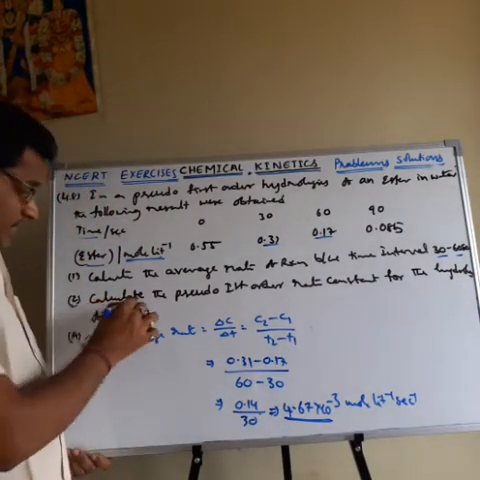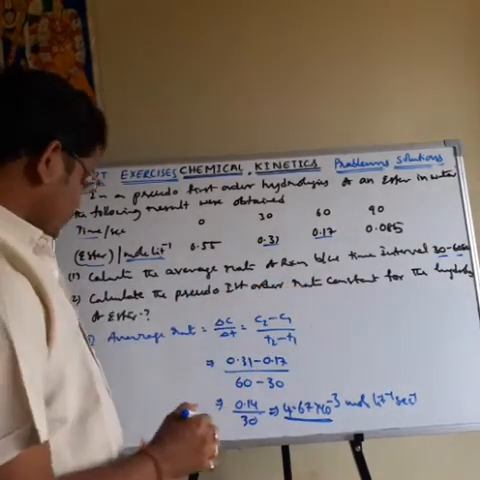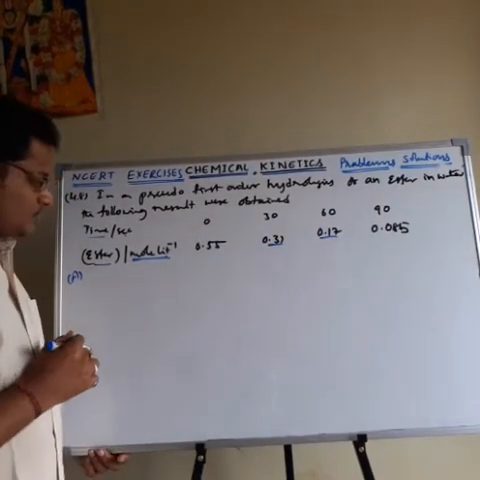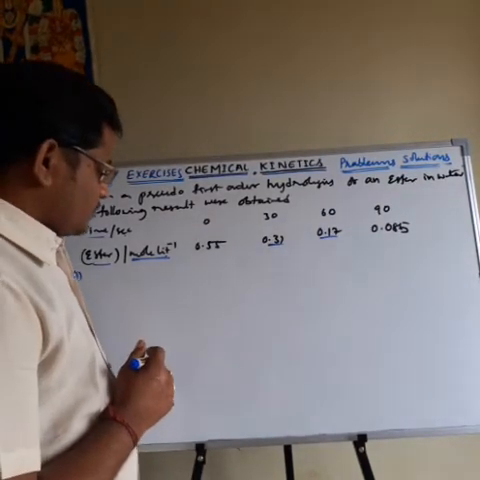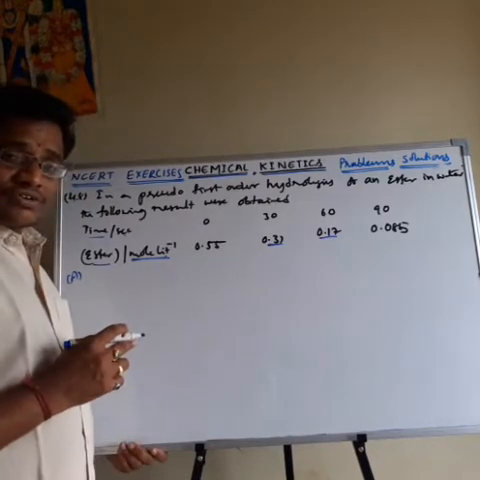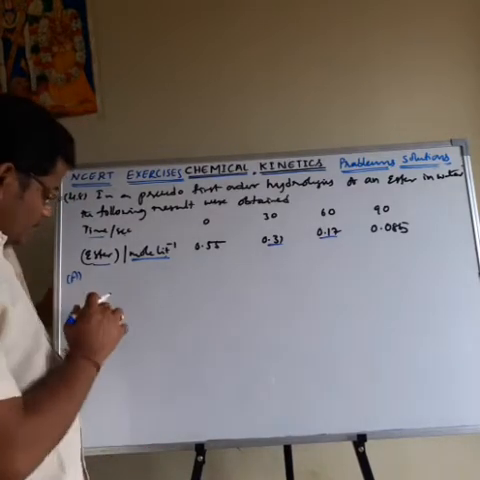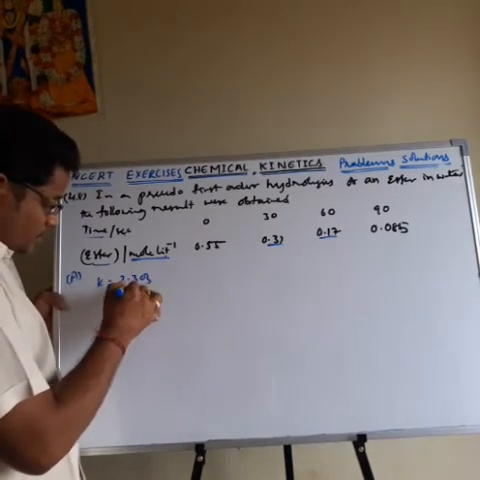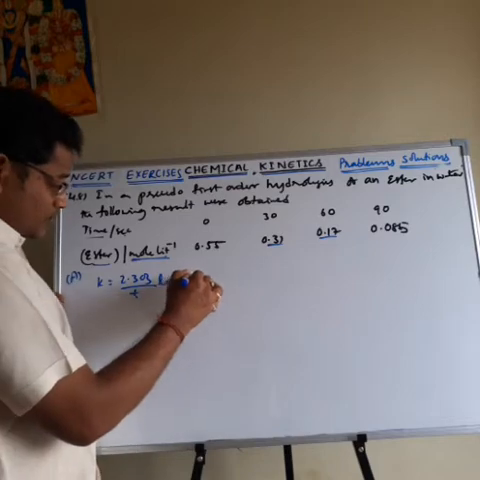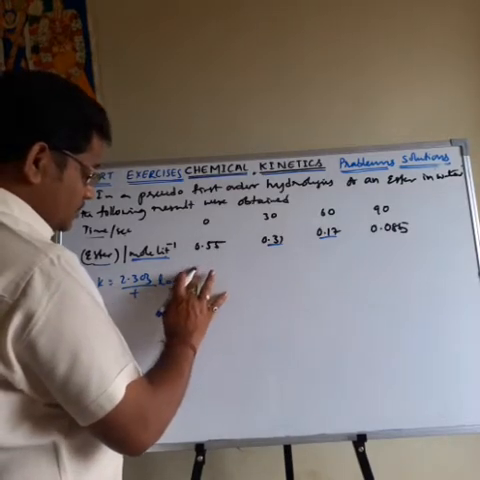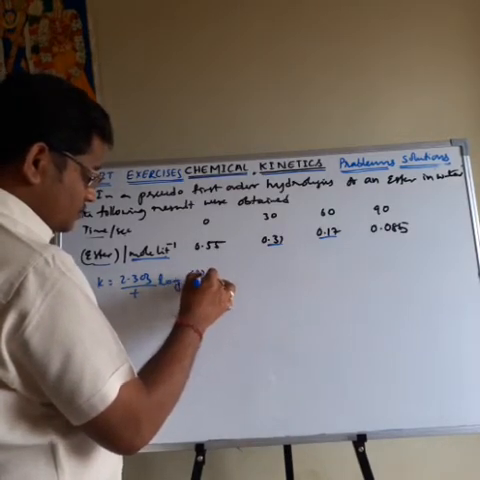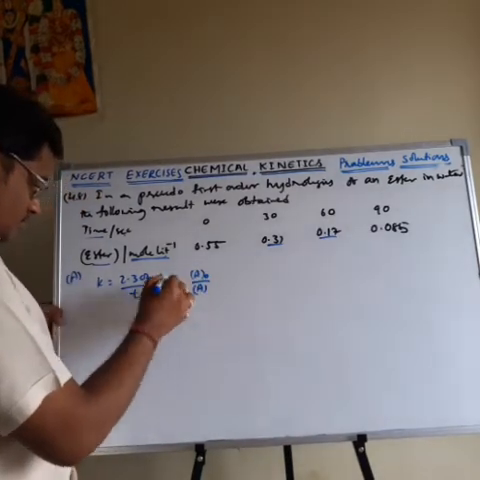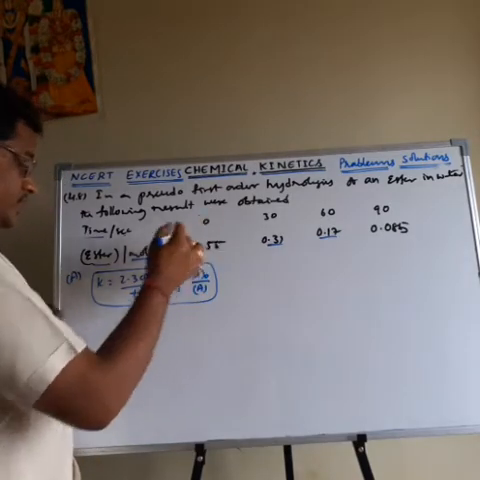Next, the second one: calculate the pseudo first order rate constant for the hydrolysis of ester. Let us see the second question. Calculate the first order rate constant for hydrolysis of ester. So what is the first order rate constant? K is equal to 2.303 by t into log of initial concentration divided by change in concentration after t time. In this formula we have to substitute these values.